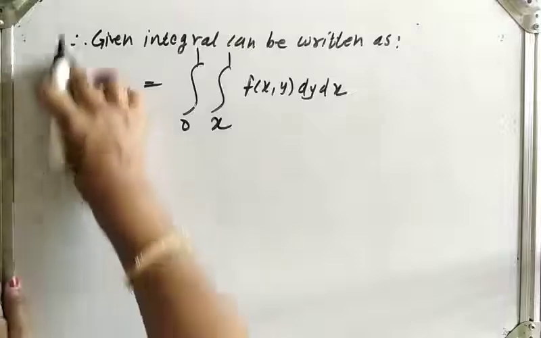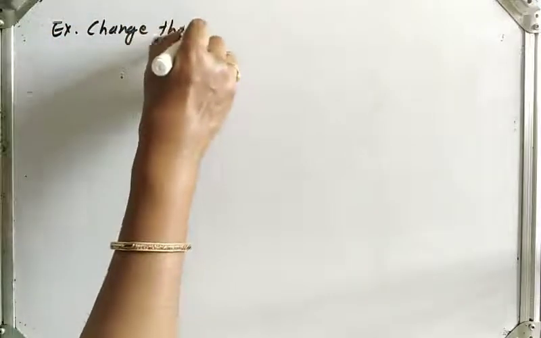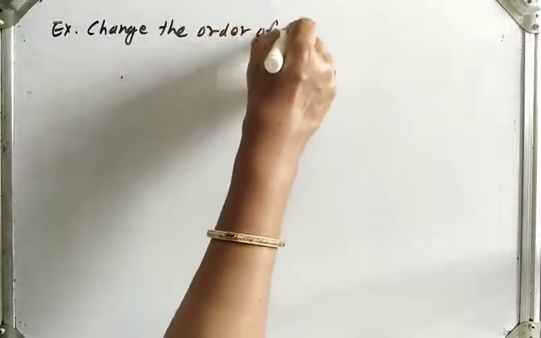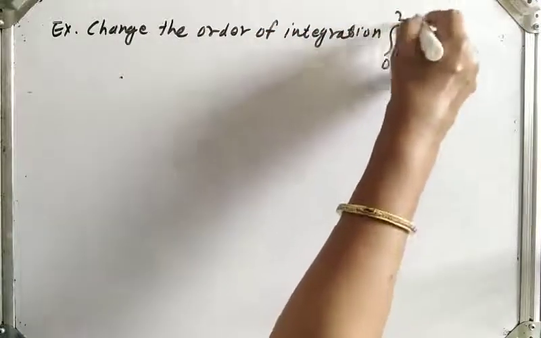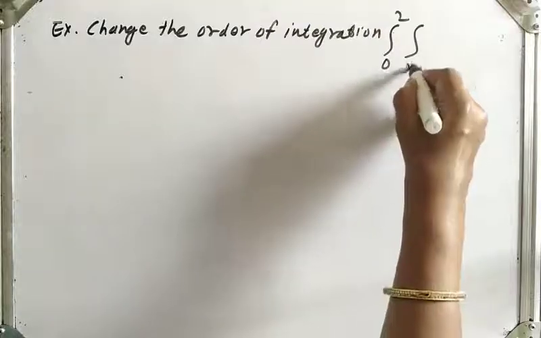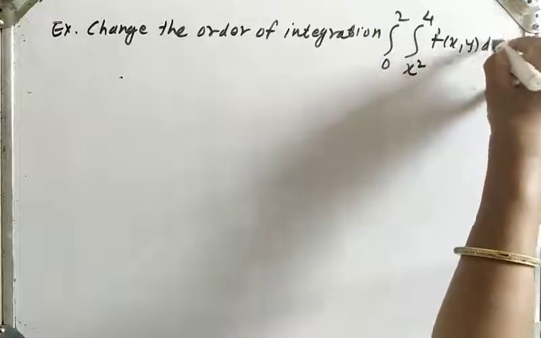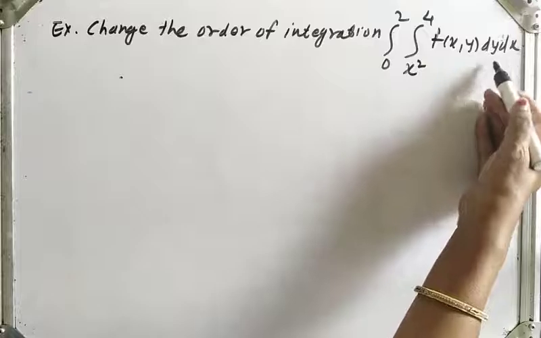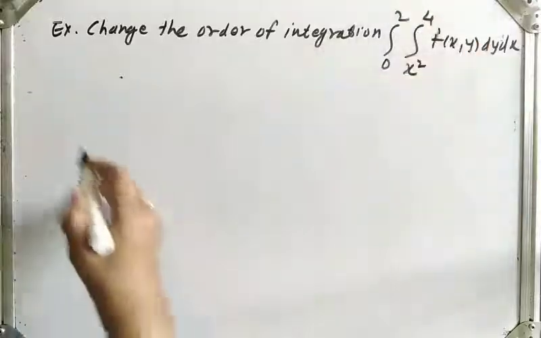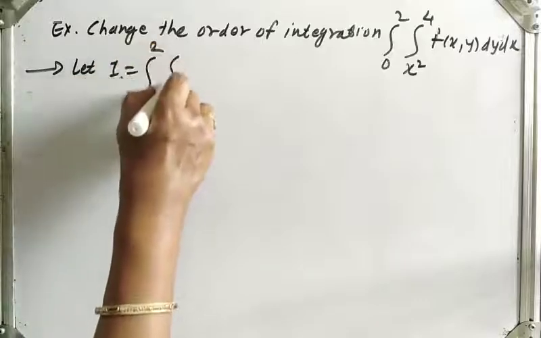Similar to this, the next example is: change the order of integration, 0 to 2, x square to 4, f of xy dy dx. So it is dy dx, and we have to change to dx dy, so accordingly the limits will change. How? Let us find out. Let I be equal to this given integral.